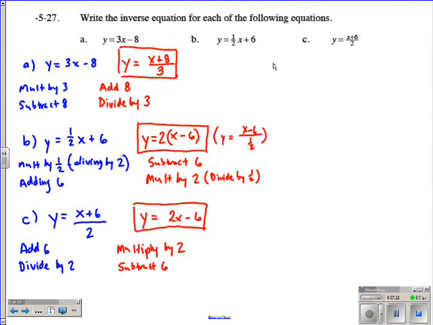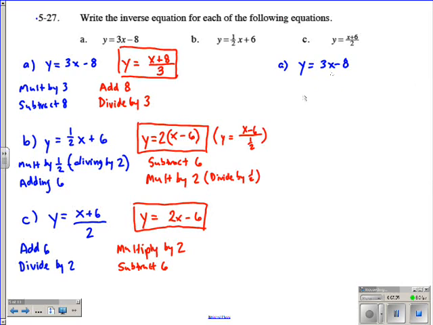So let's go ahead here and look at our A here. We had our y equals 3x minus 8. And for our functions, we were doing our inverse functions. We were taking our outputs and making them the inputs, and vice versa. So our x's and y's ended up switching places. So let's see what happens here if we take our x and our y and we flip-flop them in our actual equation.